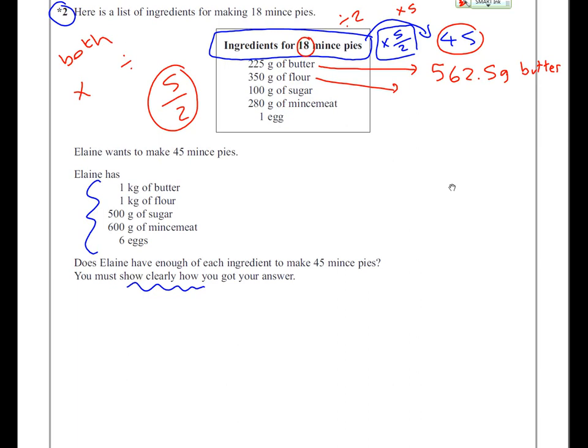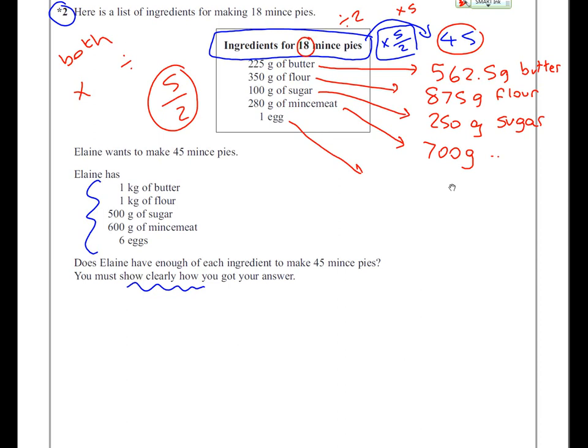Flour, we're going to do 350 times by 5 over 2 again. And we're going to get 875 grams of flour needed. Sugar, 100 times 5 over 2, 250 grams of sugar needed. Mincemeat, 280 times by 5 over 2 equals 700 grams of mincemeat. And eggs, 1 times 5 over 2, 2.5 eggs. Okay, so basically you need 3, don't you? You can't have 2.5 eggs.